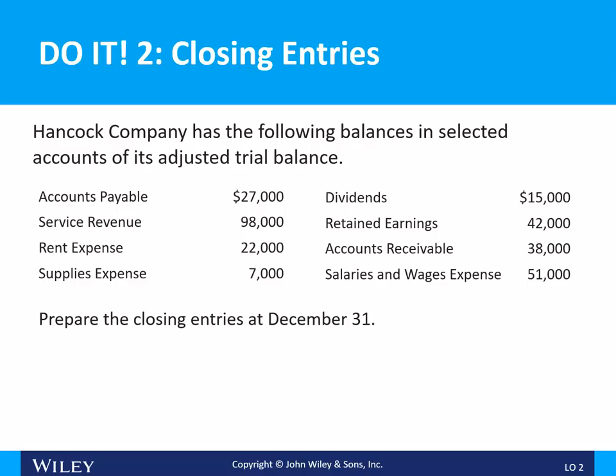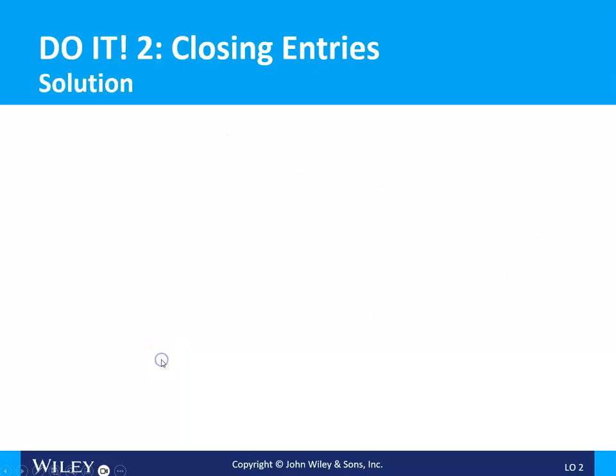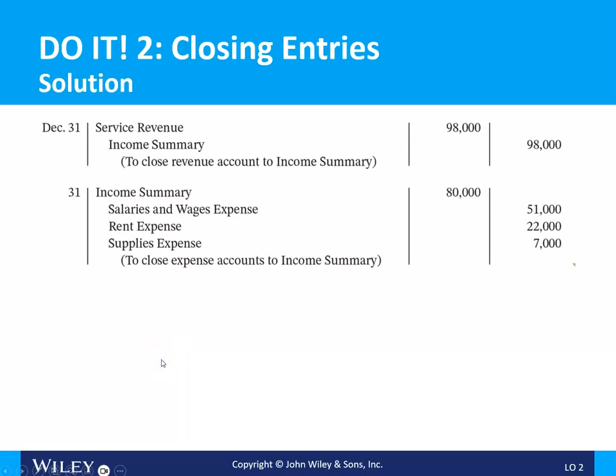We have one revenue account, service revenue, $98,000. So we're going to debit service revenue, credit income summary. Then we're going to close our expense accounts. So all the expense accounts, rent expense, supplies, salaries and wages. We're going to credit each of those accounts for their balances that's listed here, and then debit income summary. And that's what those two entries look like.